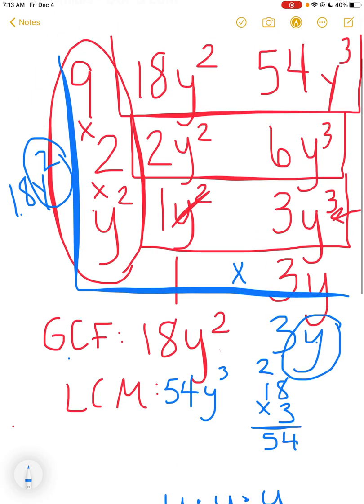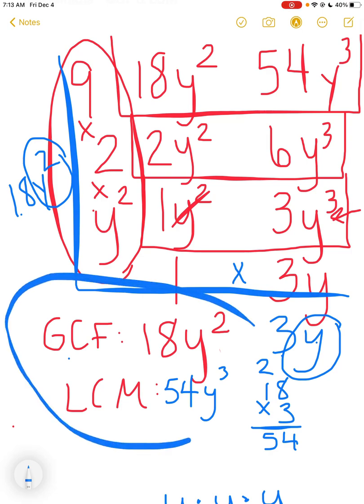That means if I were to multiply by y squared and 18 times y squared and 54 times y to the third, they could both meet up at 54 times y to the third. So those are my GCF and LCM for this set of numbers.